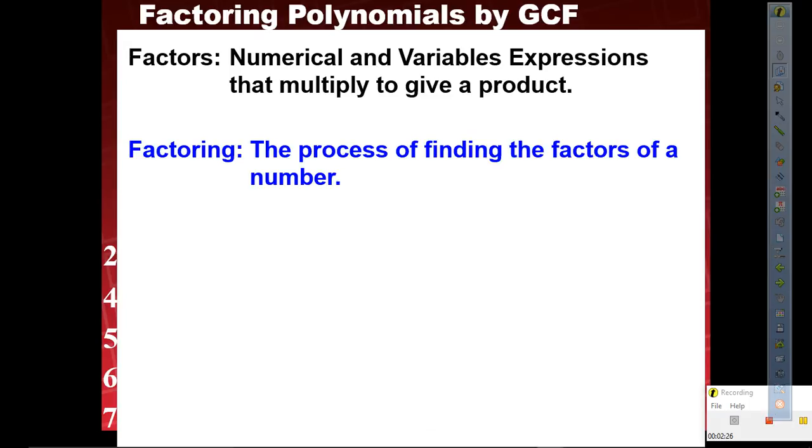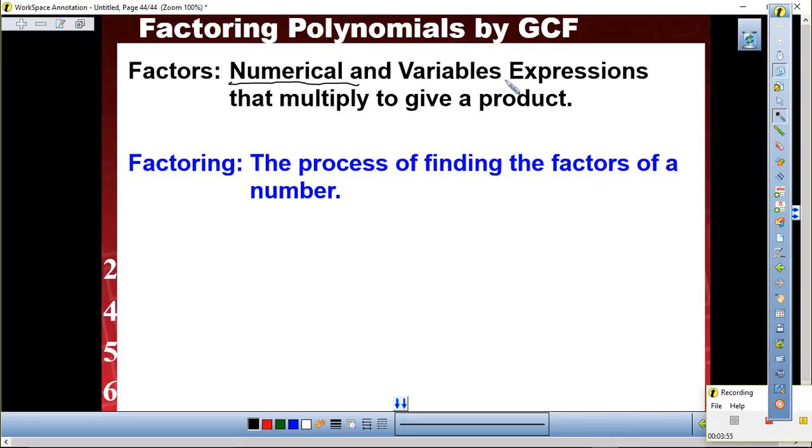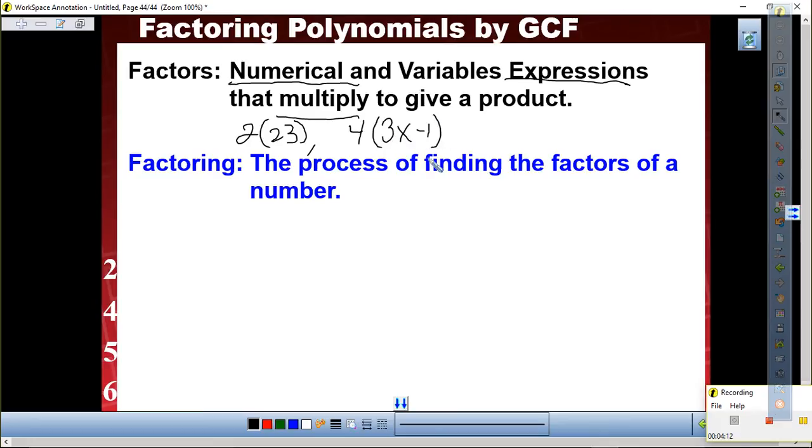Okay? Yes. So, let me elaborate on the definition. I'm going to start with numerical expressions that multiply. 2 times 23, Michael Jordan. Those two are factors because it's numerical expressions that multiply, yes? Here's another. 4 times 3x minus 1. These are what? Variable expressions that multiply. So here's one factor, here's another. Are we there? Now let me elaborate on factoring.